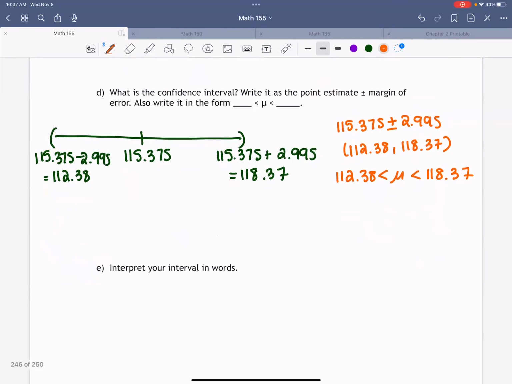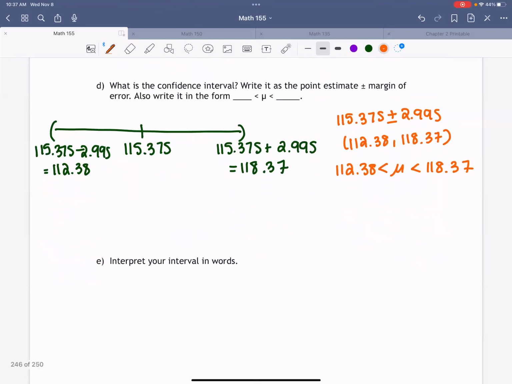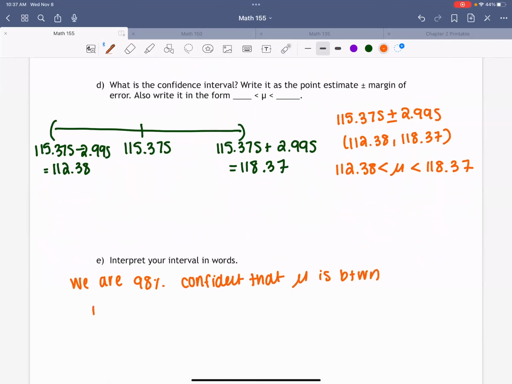Finally, interpreting your interval in words. You're literally using the same phrasing as the last section, so you don't have to memorize anything different. It's we are, in this case, 98% confident that what we want, mu, is between the two numbers we found, 112.38 and 118.37.